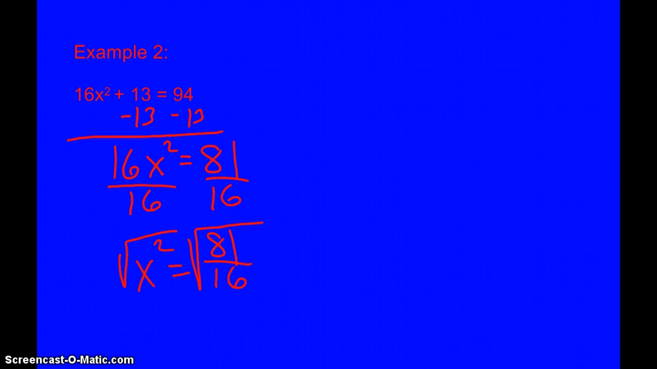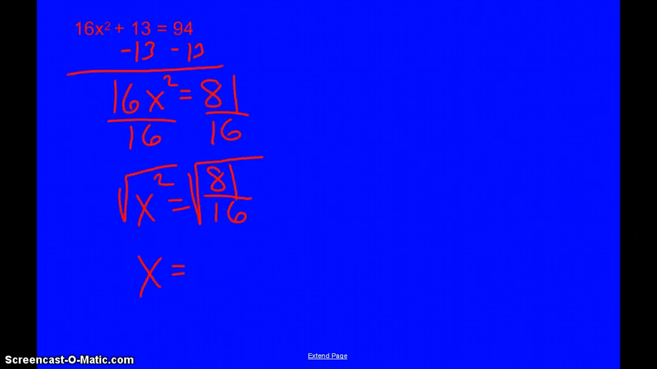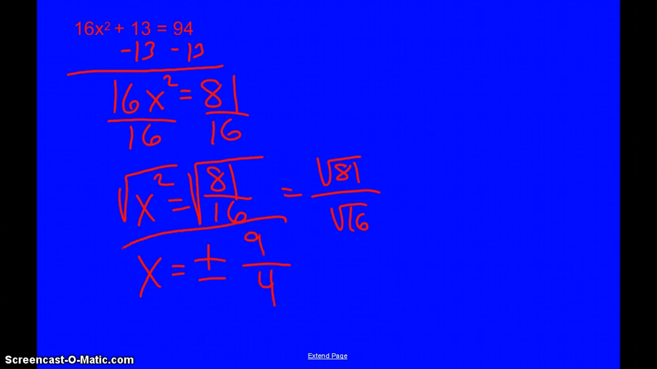And so my answer is going to be x equals plus or minus. And when we talked about radicals last unit, we talked about how if you have a fraction inside a radical, that's the same thing as the square root of the top and the square root of the bottom. So the square root of 81 is 9. The square root of 16 is 4. So by leaving that in fraction form, I actually get a nice, neat answer.